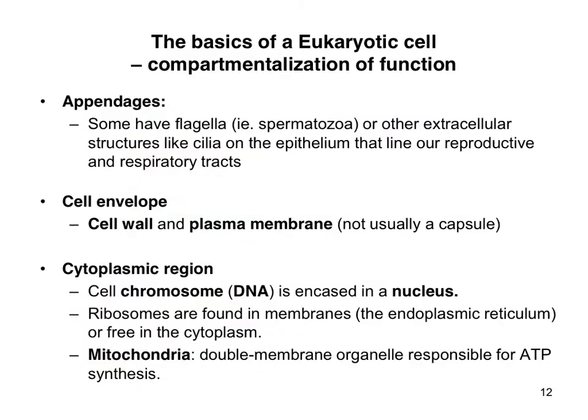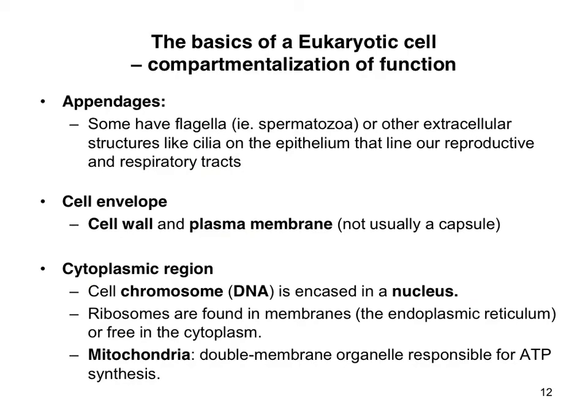So using the same three categories that we applied to our discussion of prokaryotic cells, let's think about the basics of a eukaryotic cell a little bit more. Let's think about appendages. Do eukaryotic cells have these extracellular appendages? The answer is that some do. Some have flagella. For example, spermatozoa use flagella in order to locomote up the reproductive tract of females. It's part of their function. They have a reproductive function.